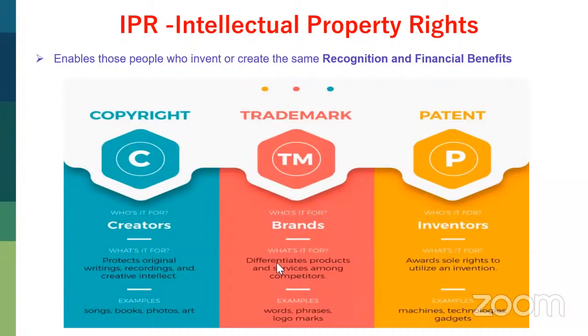So why is it needed? To differentiate products and services among competitors. For example, Apple is a cell phone company, Reliance is a telecom company. If I use the same name for my telecom or cell phone company, it is an offense, because Apple is already an established brand. I cannot simply take that name for my cell phone company, and I cannot use the Reliance name for my own telecom industry. So it is an offense.